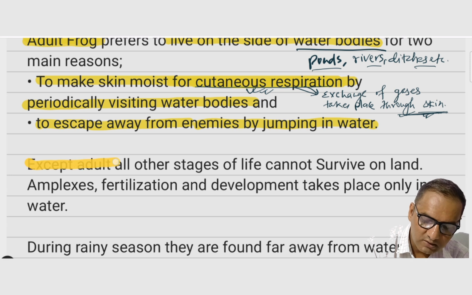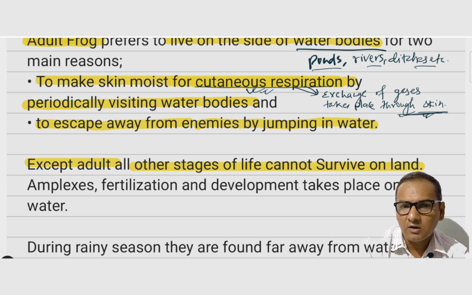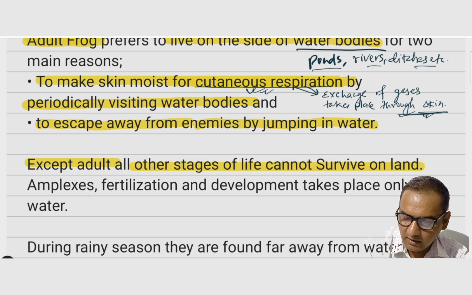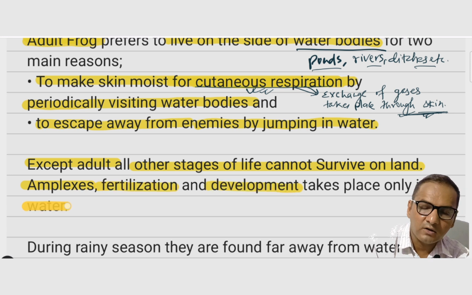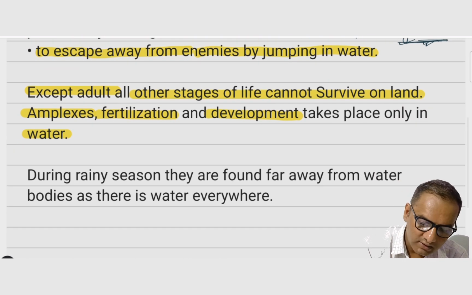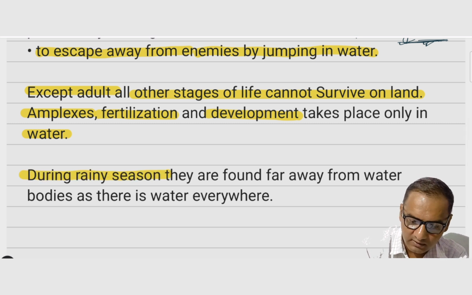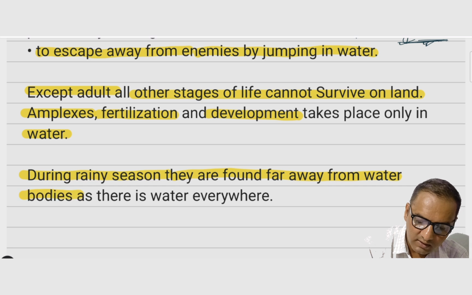Now, what we have to know is that in case of amphibians, in case of frog, except adult, all other stages of life cannot survive on land, and all the processes like amplexus, which means pseudocopulation in frog, fertilization, development, all take place in water. And during rainy season, everywhere there is water. That's why the frogs are found far away from the water bodies, as there is water everywhere.